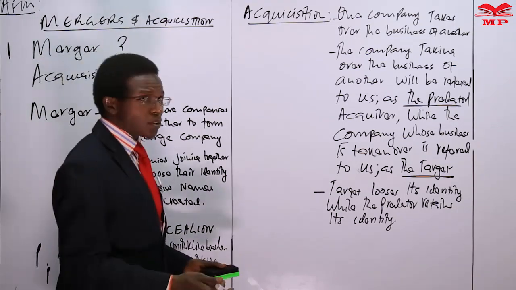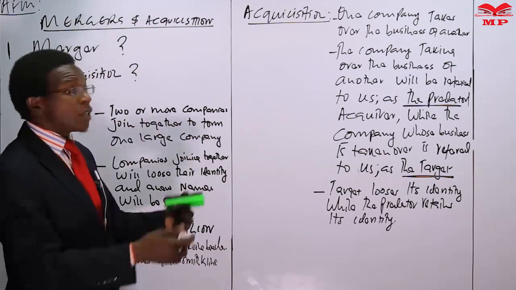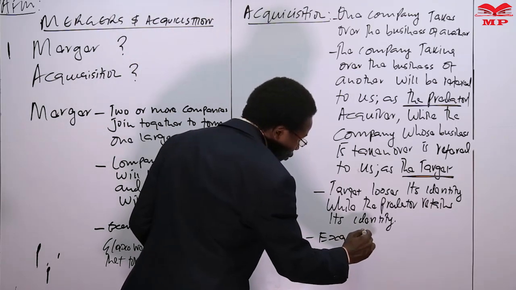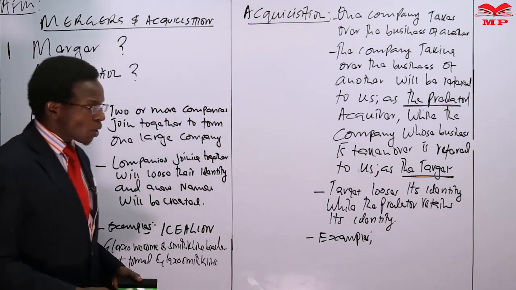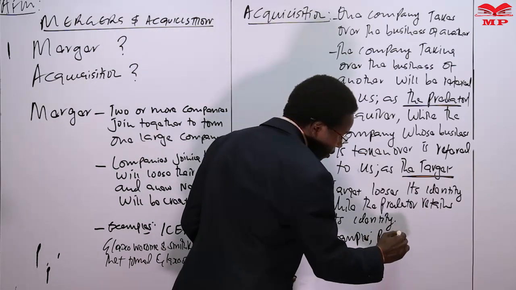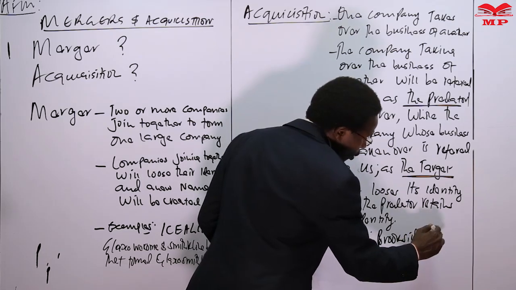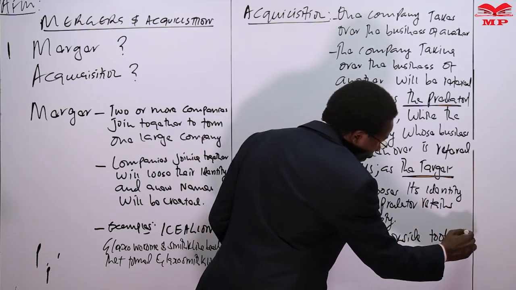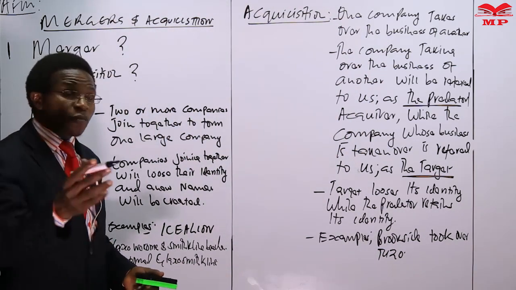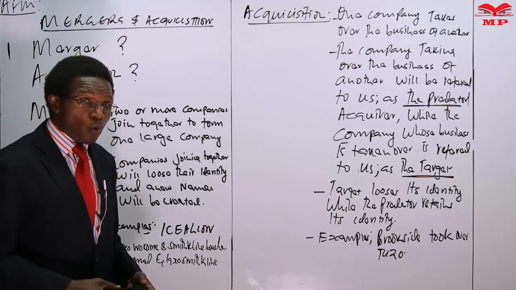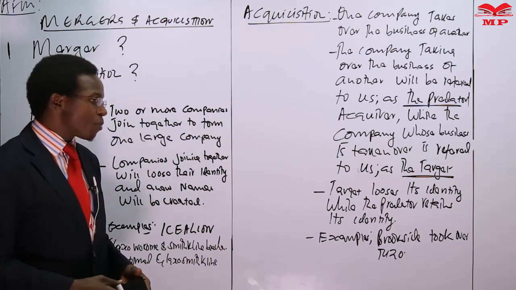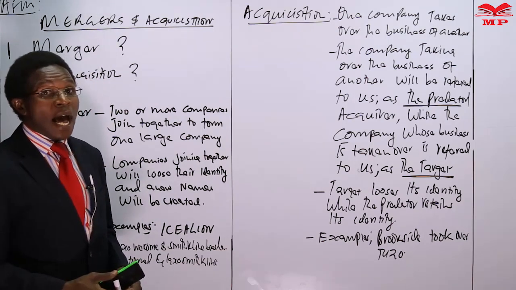We can give examples of acquisition, maybe all over the world or even in Kenya. What do you think are examples of acquisition? One example is that Brookside took over Tuzo. Brookside has taken over a good number of companies and is likely to take more and more. That is one example of an acquisition.